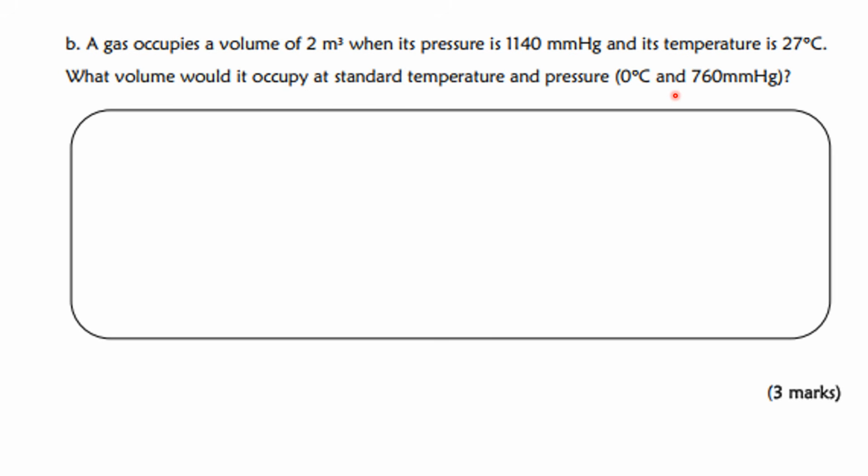It is important for us to identify the variables that we are given. So this one is the initial volume, we'll call it V1. And this over here is the initial pressure, call it P1. And 27 degrees is the initial temperature.